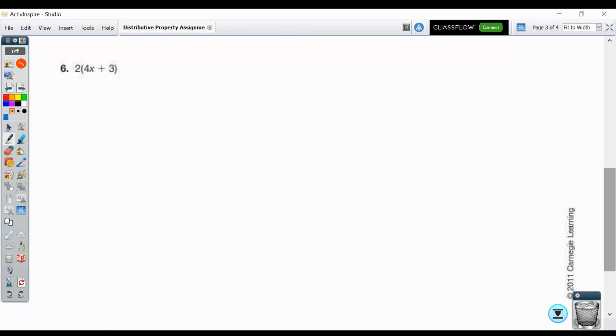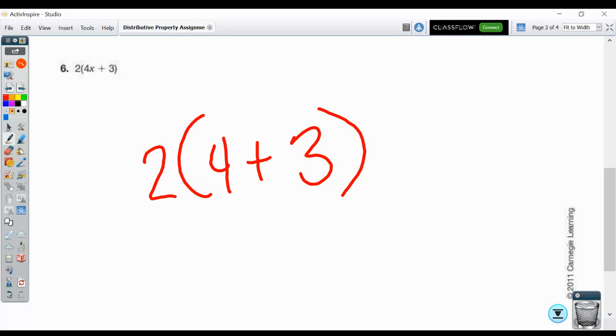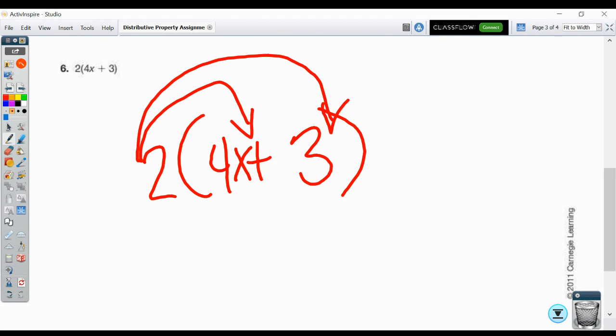Next problem. Have I done all the methods? I think so. What method? Oh, the arrow method. So this is going to be the arrow method. 2, 4x plus 3. So I draw the arrow to the first number and to the second number. 2 times 4 is 8 x's, and 2 times 3 is 6.